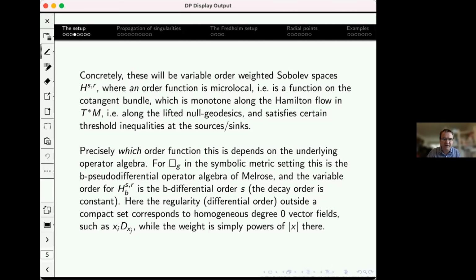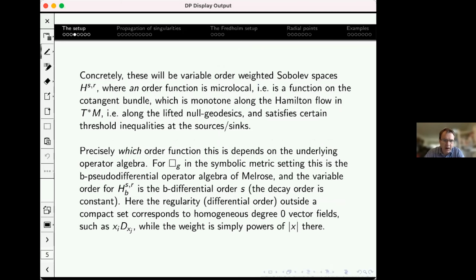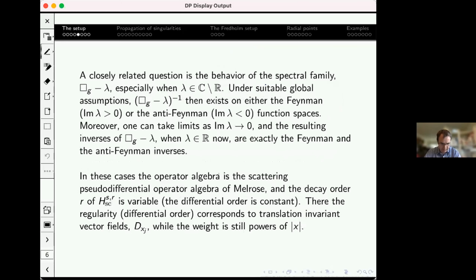So if I just go back for one second. A different way of writing this estimate on this metric coefficient is, for each derivative, I put one of the coordinate functions like xi to the left-hand side. So x to the beta d alpha gij is bounded by a constant, where beta has the same length as alpha. Same polynomial weights, same number of monomial factors as derivatives. All right, so that's one example.